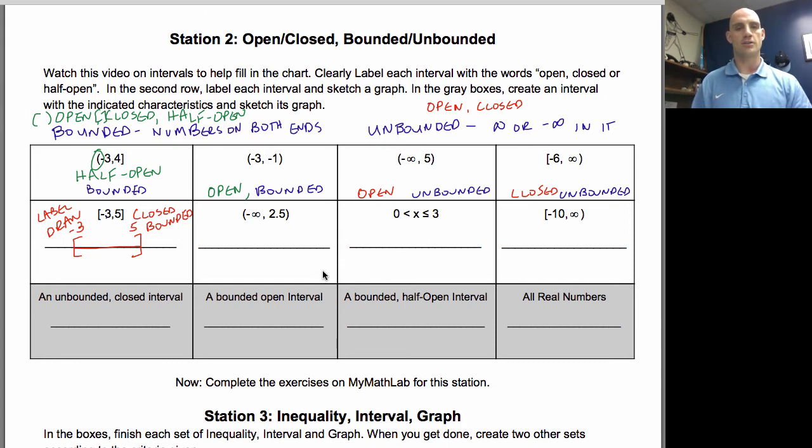Okay? You're going to do the same thing I just did here for these 3 boxes. Then down here, you are going to create the number part. So I've given you that I want an unbounded closed interval. So I'd like for you to create that unbounded closed interval. And if it's possible, write one and sketch it. And that's what's going to go in your box. So you're going to write an interval and sketch it if it's possible. If it's not possible, you say not possible. Okay? That's what you're going to do for the next 7 boxes.